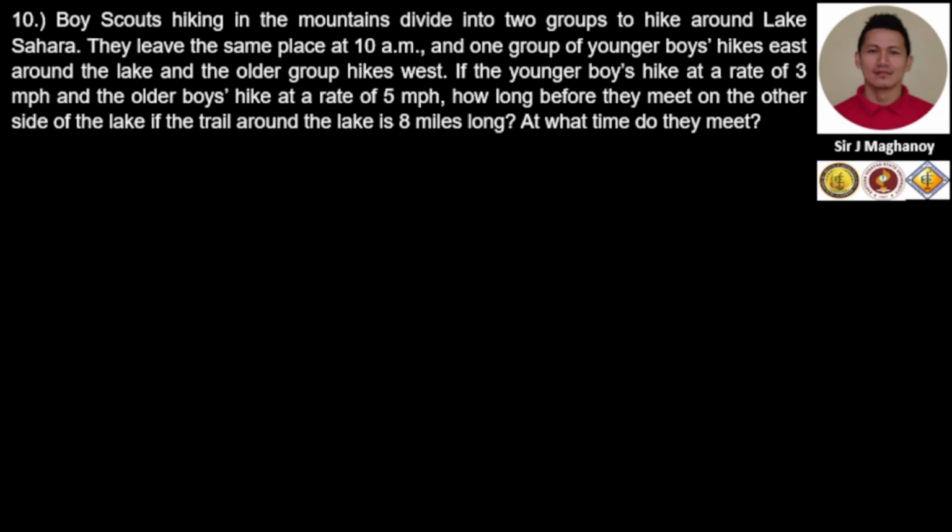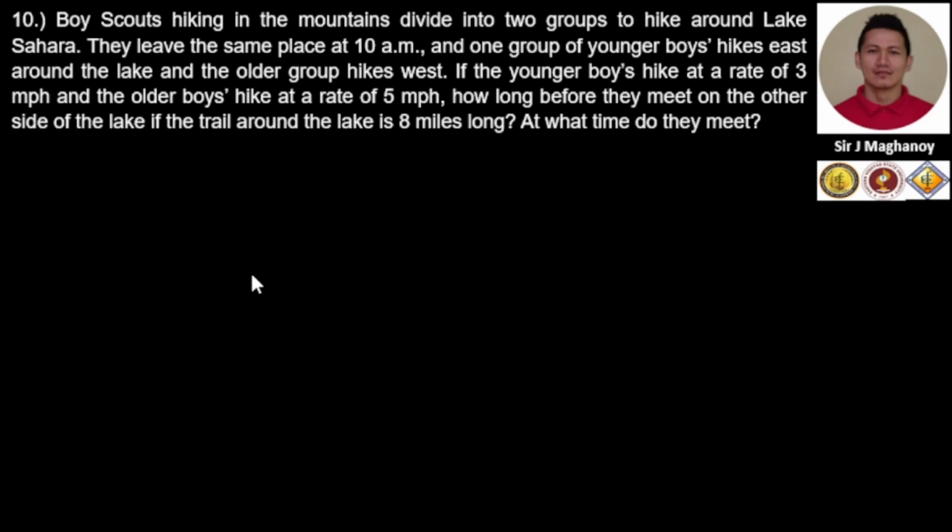Problem number 10. Boy Scouts hiking in the mountain divide into groups to hike around the lake. They leave the same place at 10 a.m., and one group of the younger boys hike east around the lake and the other group hike west. If the younger boys hike at a rate of 3 miles per hour and the older boys hike at a rate of 5 miles per hour, how long until they meet on the other side of the lake if the trail around the lake is 8 miles long? At what time do they meet?